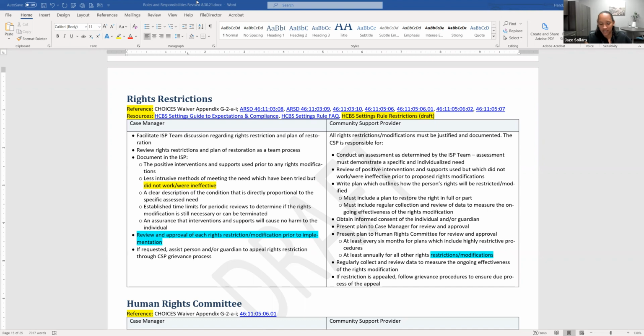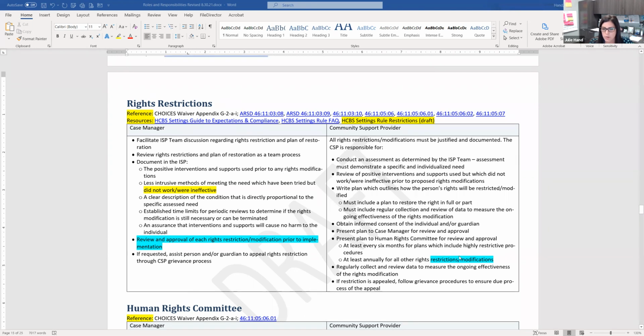Julie, on the CSP side, you had restrictions/modifications highlighted. Do you remember what? I'm wondering if that was a verbiage thing. I was just going to highlight that modifications, for some reason, is the language that CMS likes to use. So maybe that's why. That might be. And maybe I just highlighted that because it's a different verbiage than what our system has used for a long time.